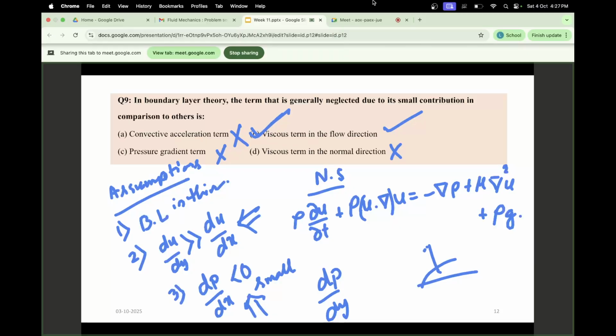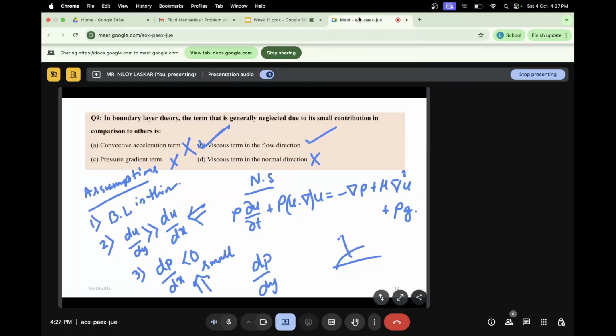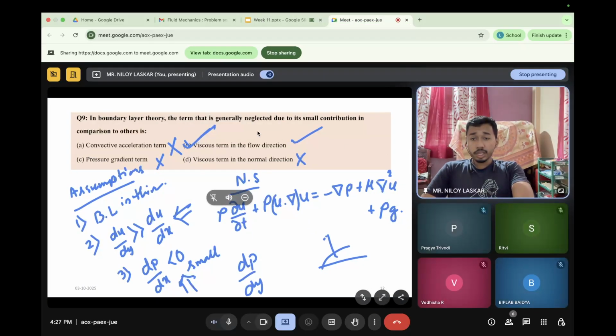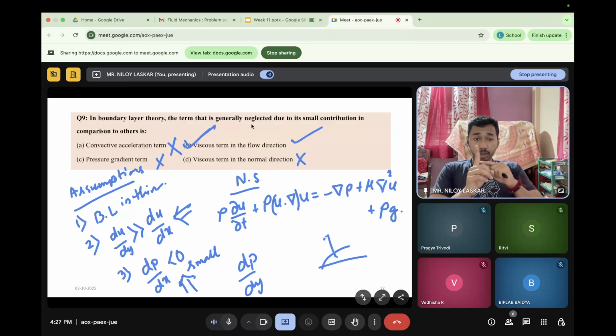So Pragya, I hope that you understand why option C is not the correct answer. See, if the other options, like the viscous term and all these terms, did not specify the flow direction or the normal direction, then in that case your answer would be correct. But here it is clearly mentioned that it is in the flow direction. So the boundary layer condition holds only because we are considering the viscous term along the y direction only. We are not considering it along the x direction. That's why this boundary layer is forming.